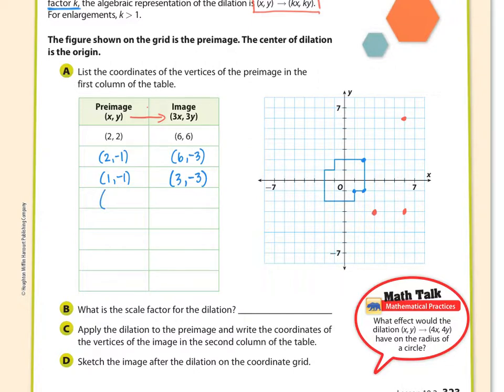The next one is 1 comma negative 2. Both of those times 3 is going to give us 3 comma negative 6. So 3 comma negative 6 goes way down here at the bottom. Our next pre-image point is negative 2 and negative 2. Multiply those by 3, and I get negative 6 and negative 6, which will go right here at the bottom left. Our next point, negative 2 comma 1. Multiply those by 3, and I get negative 6 comma 3. So that goes here in the top left.